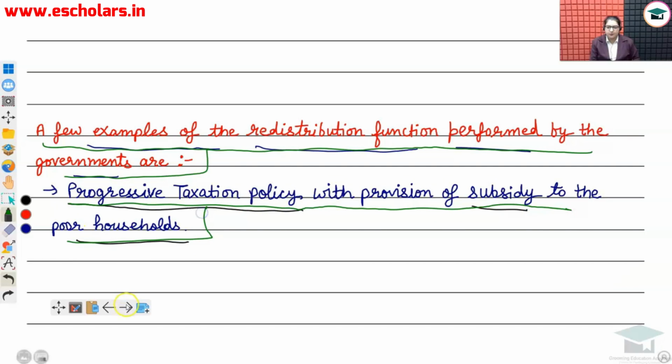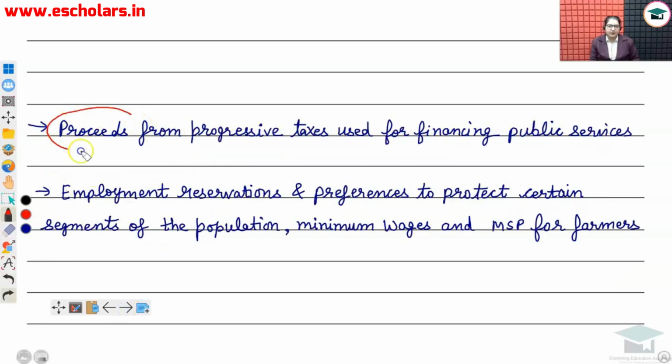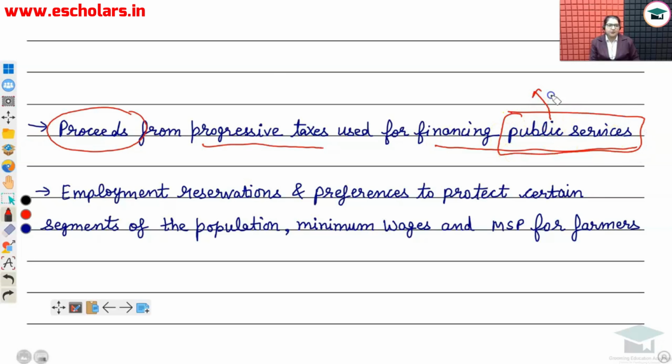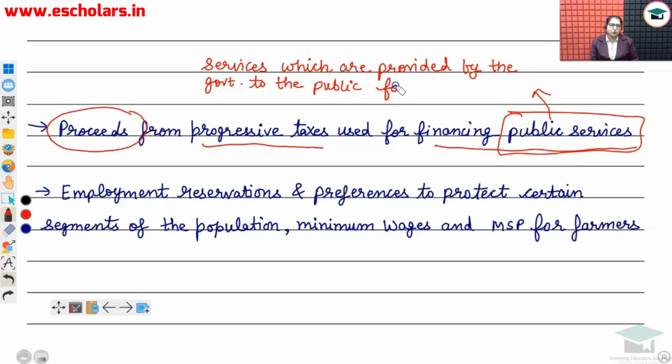Moreover, students, the proceeds that government is getting from progressive taxes levied on the income of the rich people is used for financing the public services, that is for financing the services which are provided by the government to the people for social welfare. So what are public services? Public services basically refers to those services which are provided by the government to the public for social welfare.